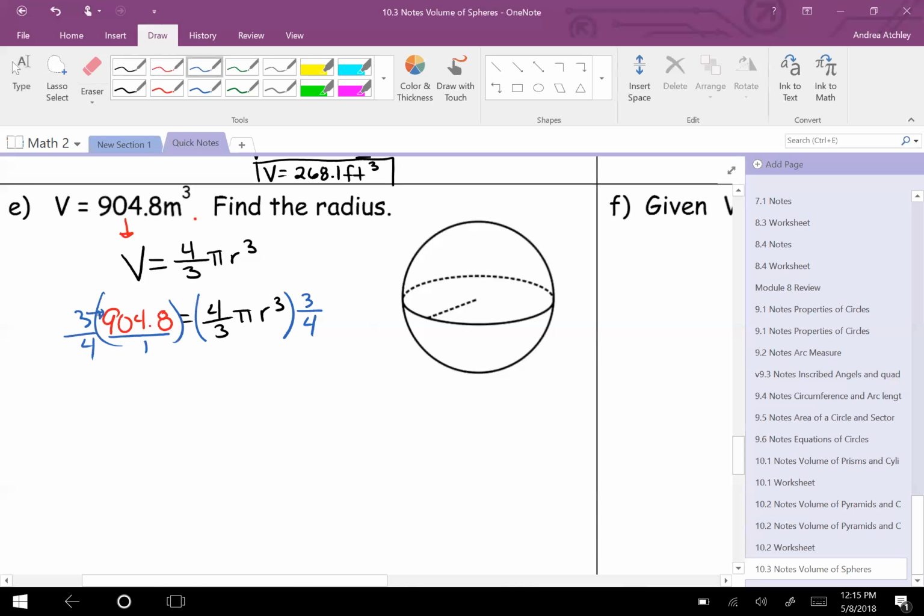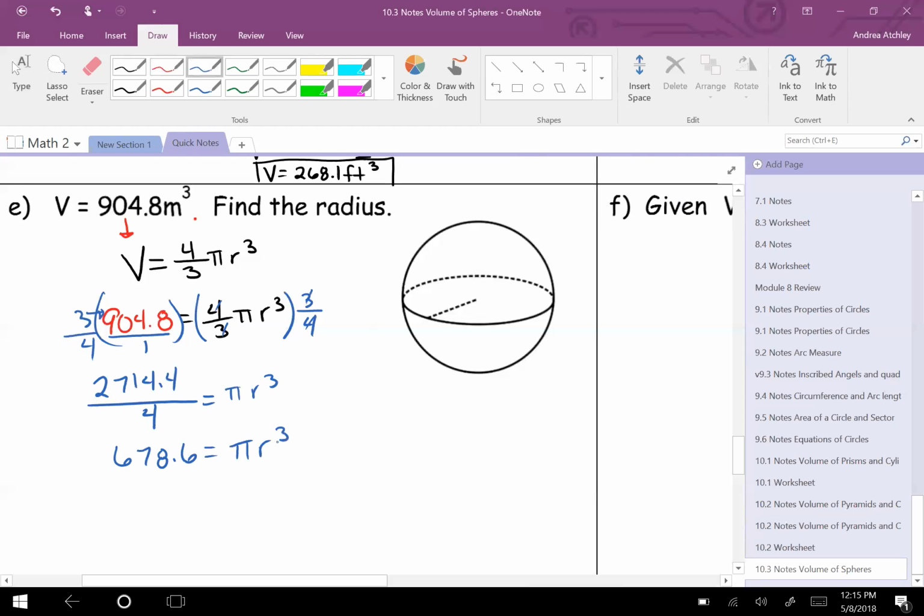So 3 times 904.8 gives me 2714.4, then still divided by 4. These will cancel out, and I just get left with pi r cubed. I'm now going to divide it by 4. And I get 678.6 equals pi r cubed.